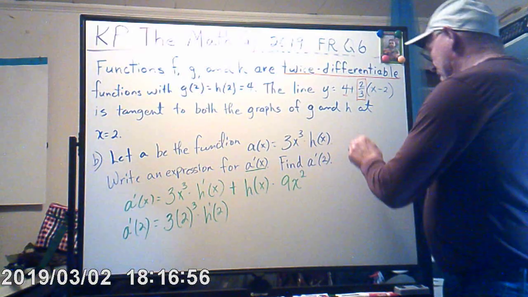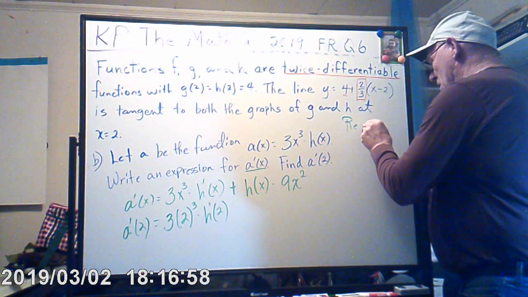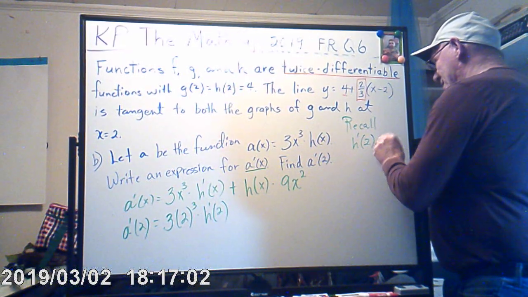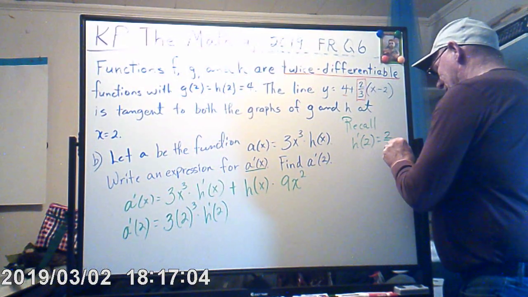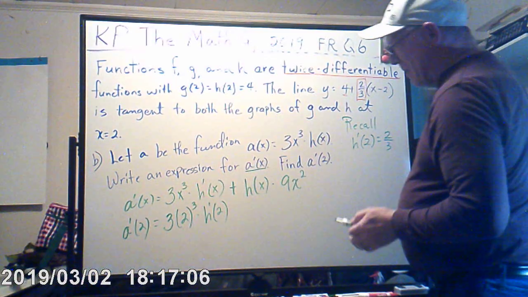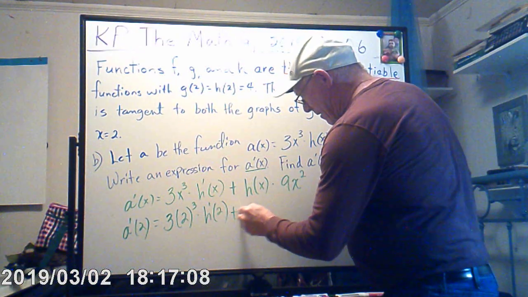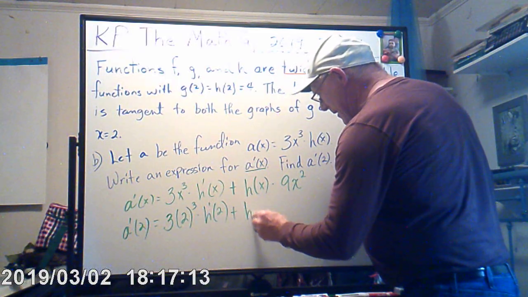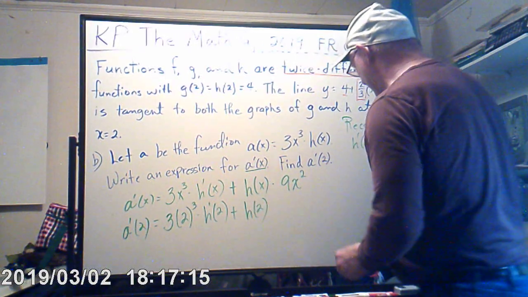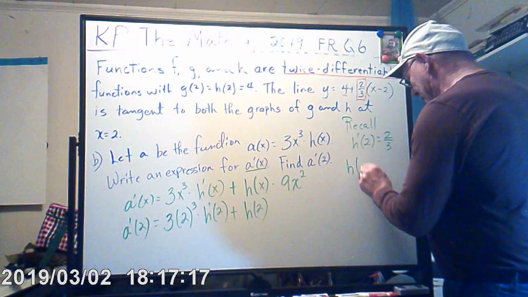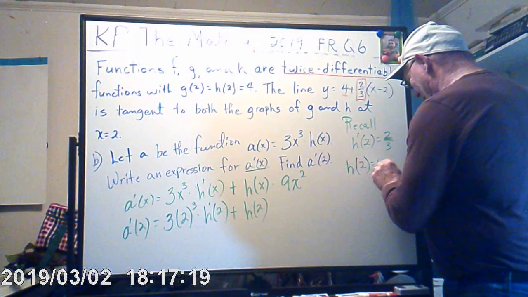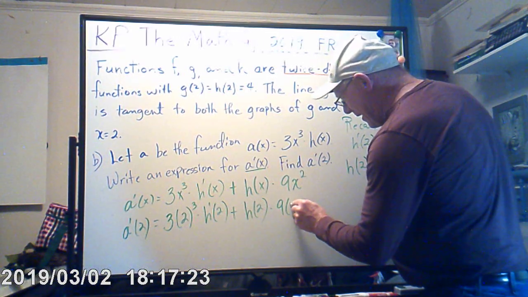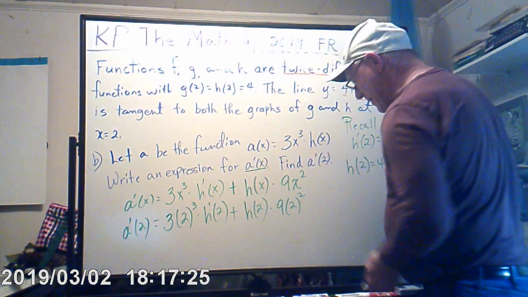So remember, recall that h prime at 2 is equal to 2/3. We just want to keep a mental note of that, don't we? We know what h at 2 is, but I will write that down. So h at 2 is equal to 4. That's nice. Now then, 9 times 2 squared.